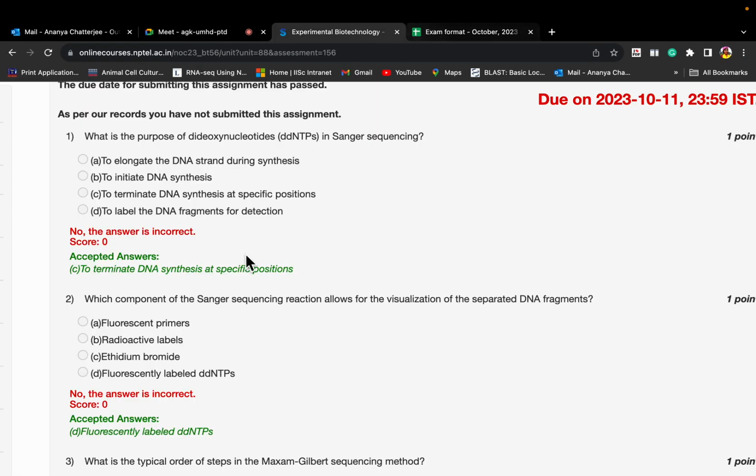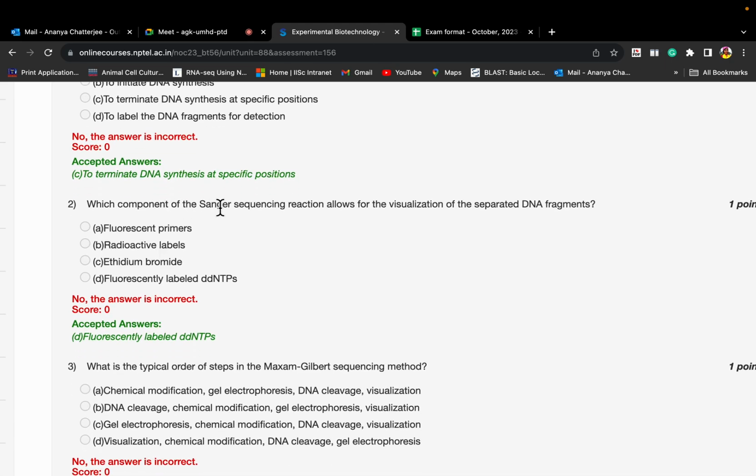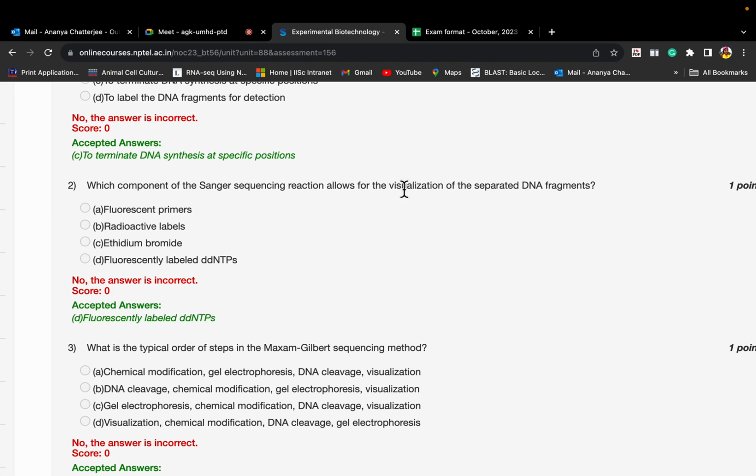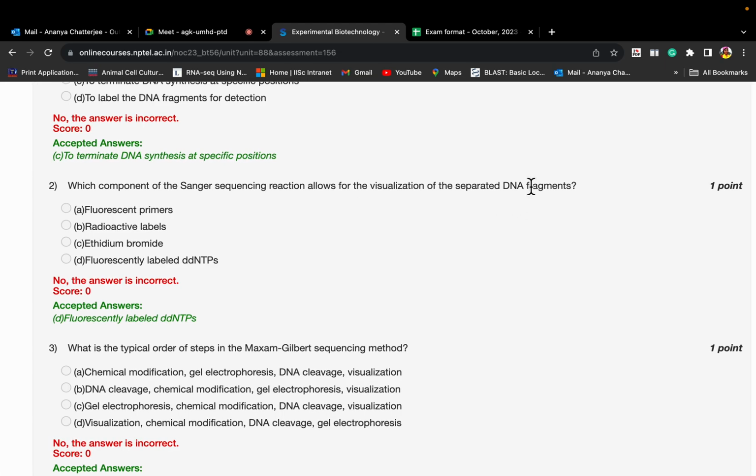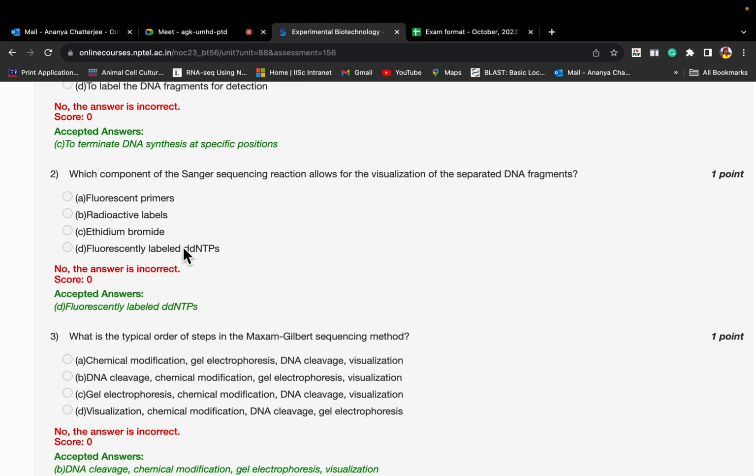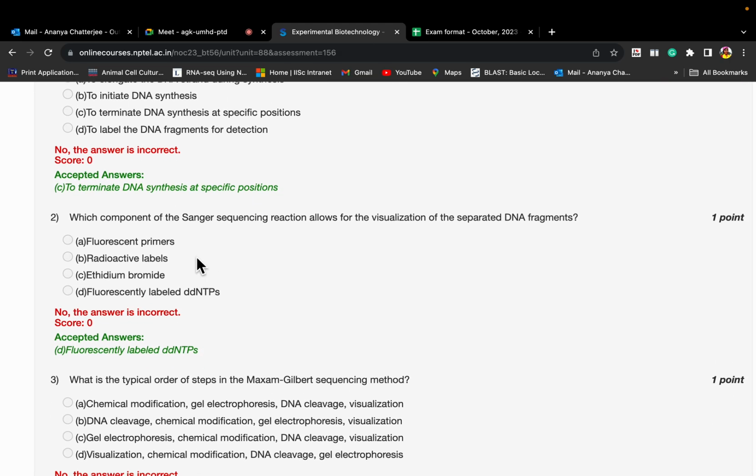The next question is, which component of the Sanger sequencing reaction allows for the visualization of the separated DNA fragments? The options are fluorescent primers, radioactive labels, ethidium bromide, fluorescently labeled dideoxynucleotides. It will be fluorescently labeled dideoxynucleotide triphosphates.